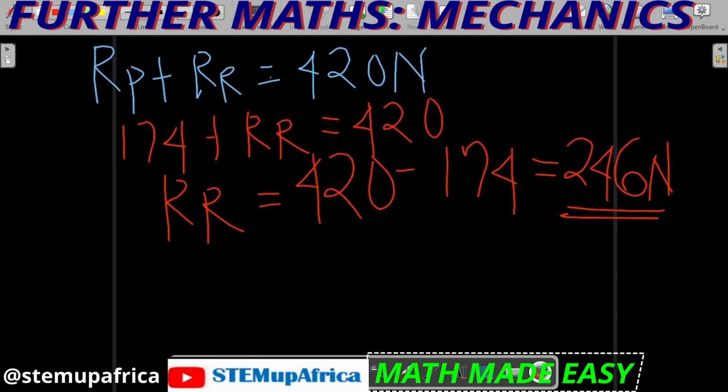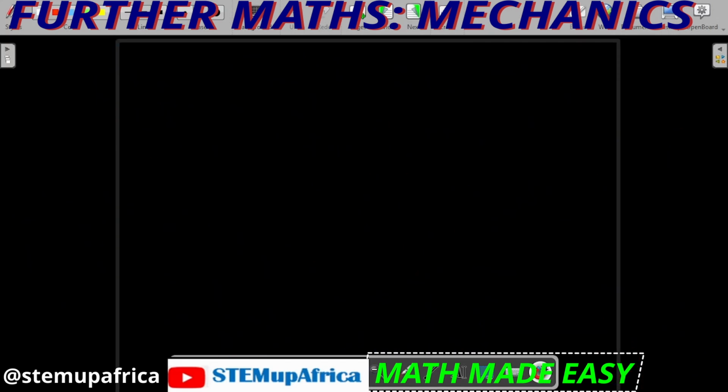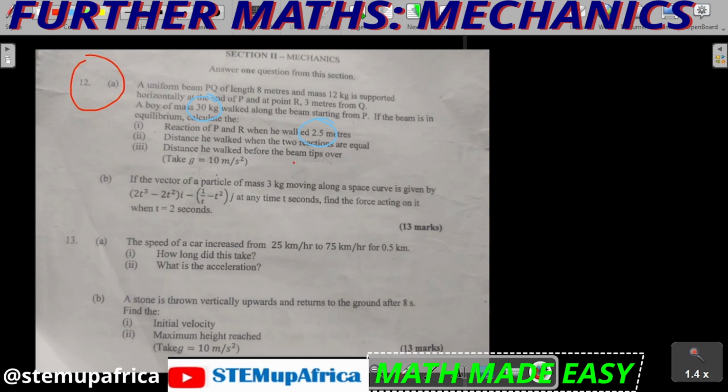So next is to find question 2, Roman figure 2. It says calculate the distance the boy walks when the two reactions are equal. From what we've done, we've got the two reactions as 246 and 174. But this time around, those two values are different. This time around, they are asking us if the two reactions are equal, what's the distance the boy walked? So that means I need to redraw a different diagram for Roman figure 2.